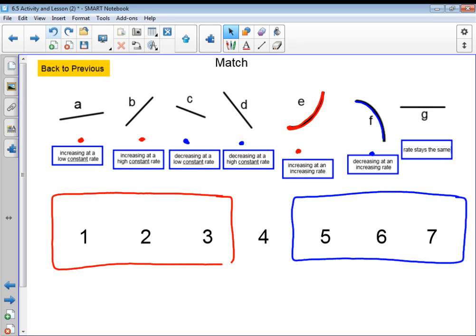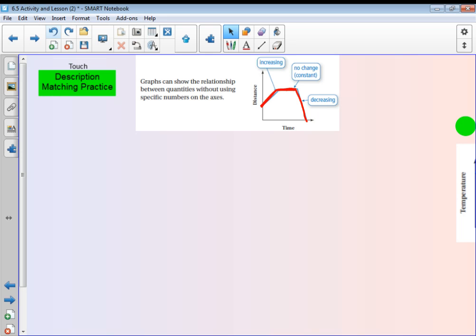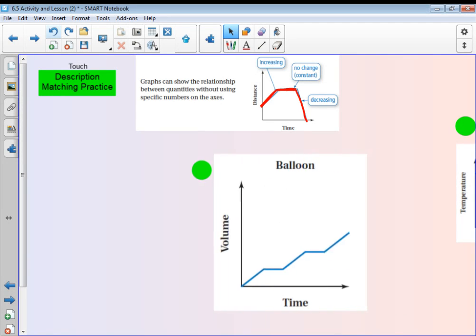So a constant is going to be a straight line and just an increasing rate. If it's changing, but yet it's increasing in the rate, it's going to show a curved line. Okay, so let's go ahead and practice some of these.